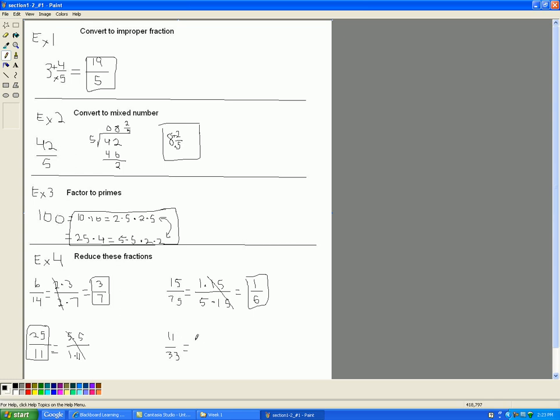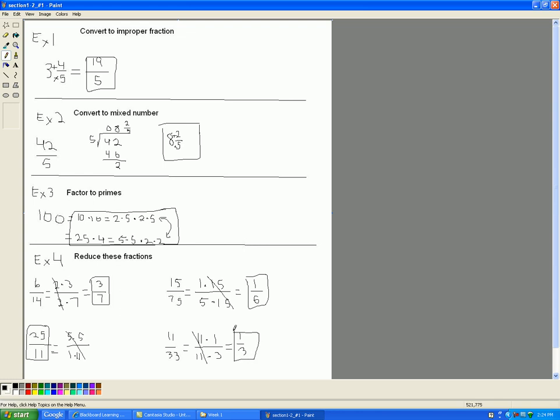This last one, we have 11 times 1, as we know is the only thing that goes into 11, and 33 is going to be 11 times 3. We see the 11s are in common. We can cancel those out, and all we're left with is 1/3. And we see that 1/3 is a whole lot easier to work with than 11/33.